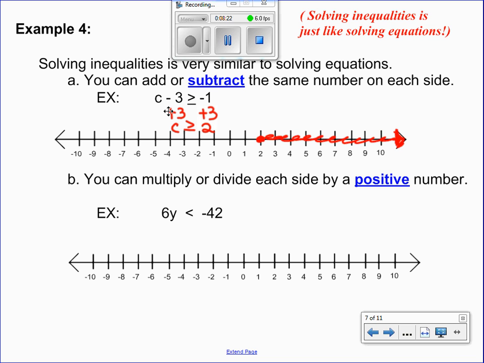Notice on B, you can multiply or divide each side by a positive number. Notice it's in bold, notice it's underlined, positive number. So in this example, we're going to divide each side by 6 using the inverse operation. Y is going to be less than -7. I'm going to find -7, open circle, and graph it.